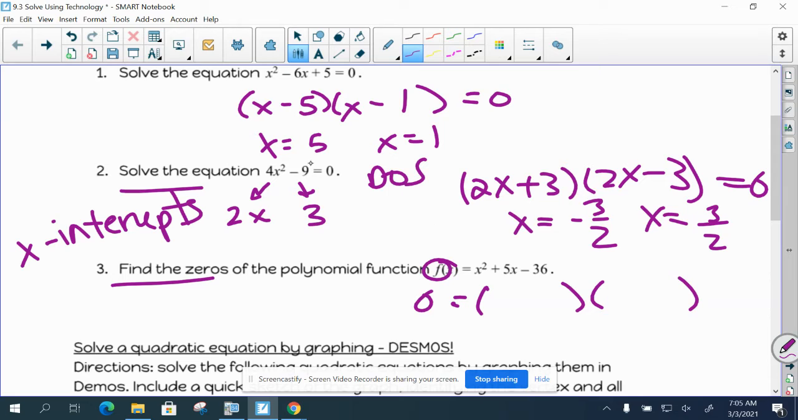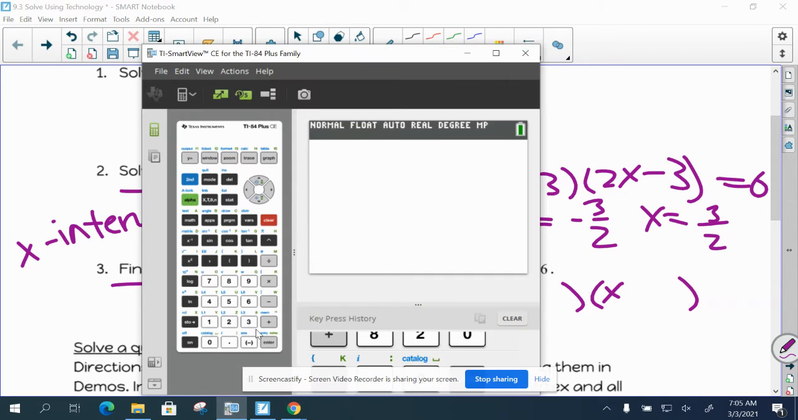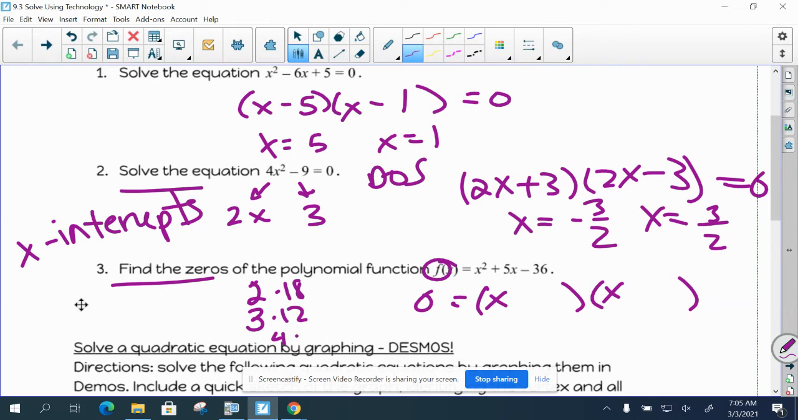This is kind of like number 1. So you put x in the first spot. And then factors of 36 that add to 5: 1 and 36 obviously isn't going to work. 2 and 18, no. 3 and 12, no. 4 and what's 36 divided by 4? 9. Okay, 4 and 9, that's going to work.